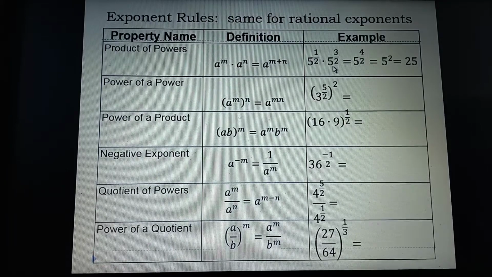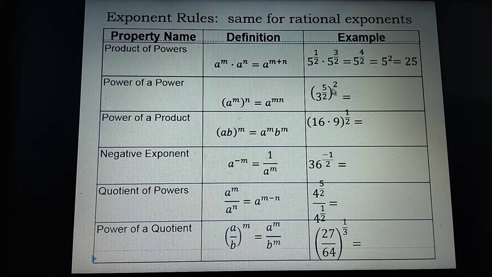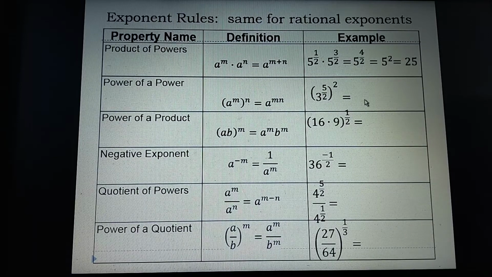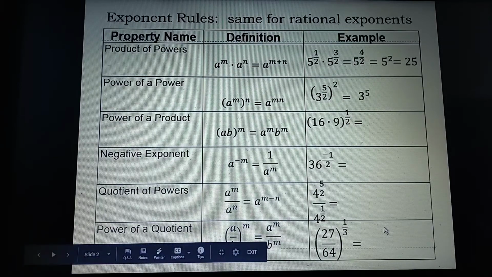So that problem that looks scary can easily be done without a calculator if you know the rules. Okay, so next one we have 3 to the 5/2 power squared. So you have one base, two powers. You're going to multiply these powers. Now, when you multiply these powers, these 2's, because this 2's on top, this 2's on the bottom, are going to cancel out. So it leaves you with just 3 to the 5th.